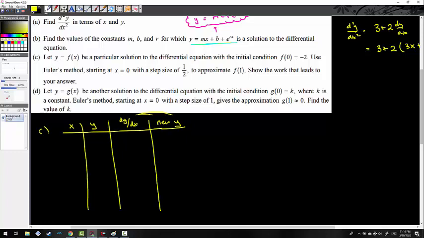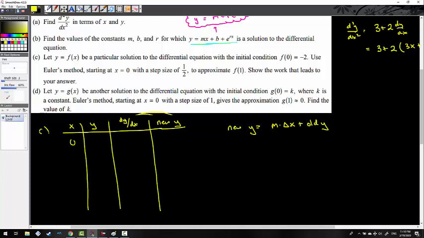Now, before we begin, what the heck is new y? Well, remember, new y was always equal to m, which is the slope at that moment in time, or dy dx, times delta x plus old y. And that's how we get our new y.